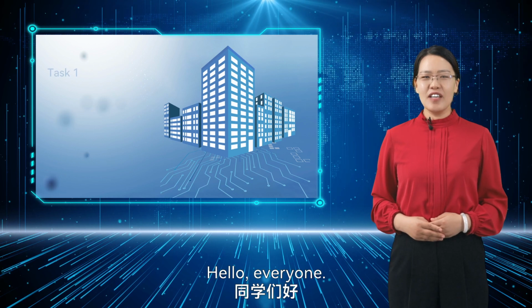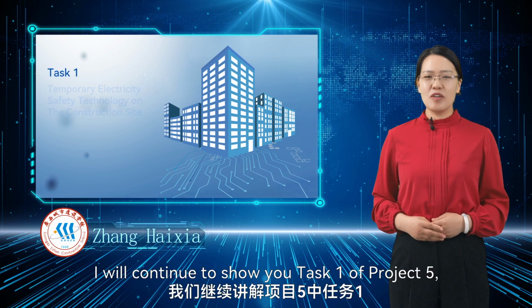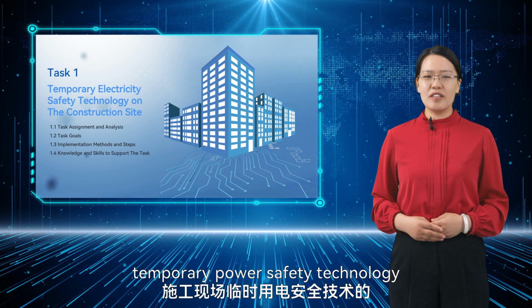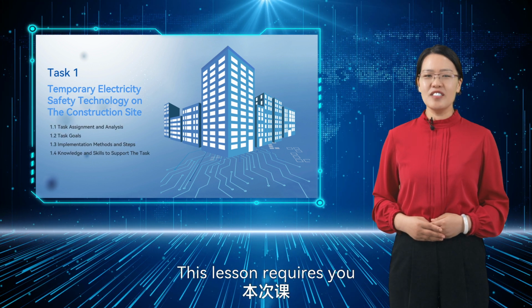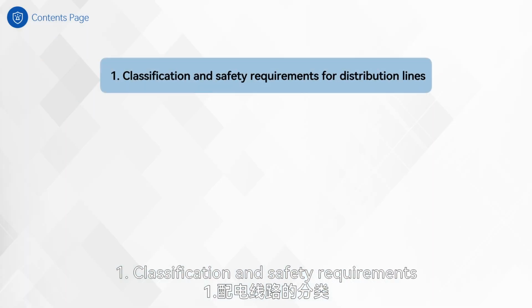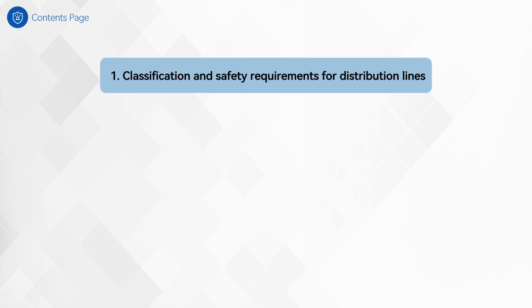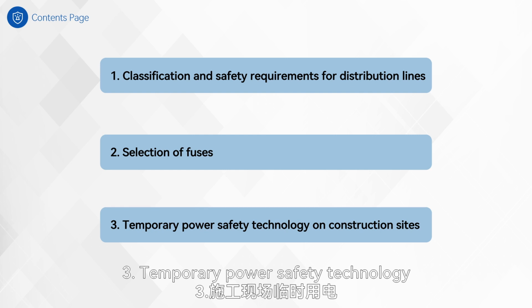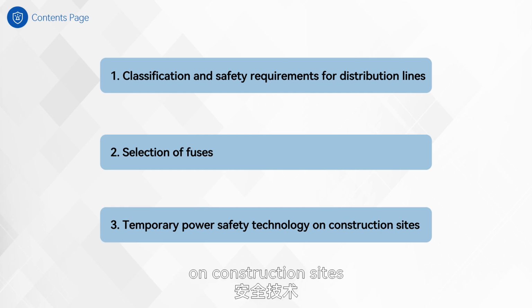Hello, everyone. Today, I will continue to show you Task 1 of Project 5, Temporary Power Safety Technology for Construction Sites. This lesson requires you to master the following points. 1. Classification and safety requirements for distribution lines. 2. Selection of fuses. 3. Temporary power safety technology on construction sites.